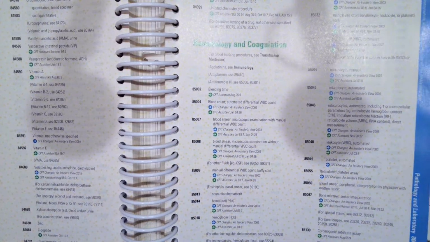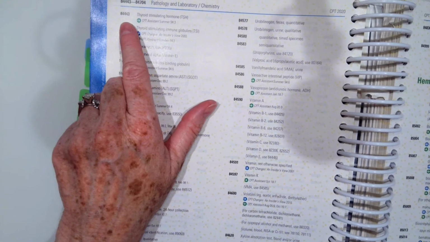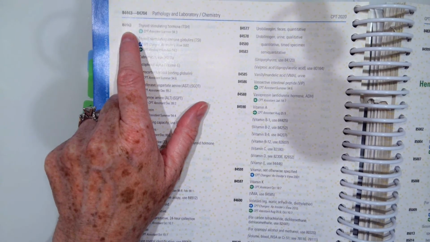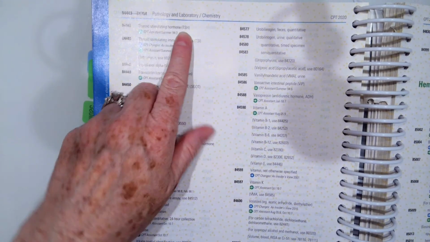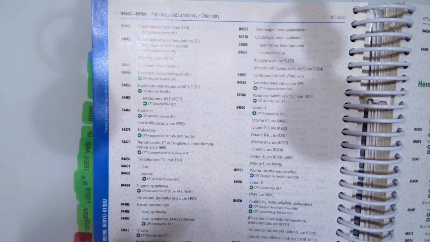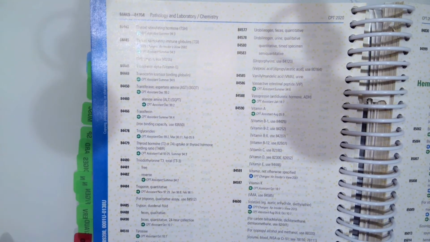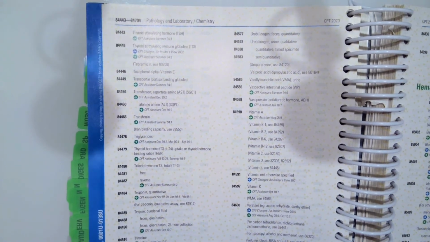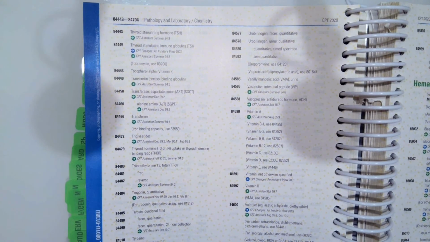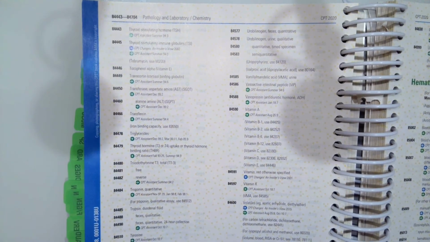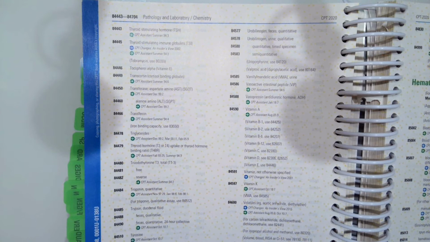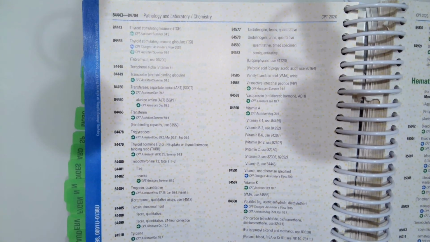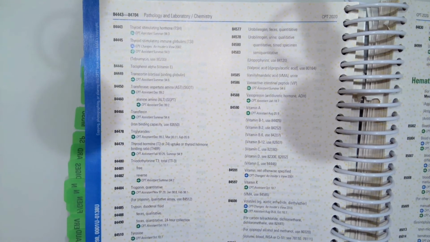So again, we always verify in the tabular. 84443 is thyroid stimulating hormone. Perfect, TSH, that's the one we want. So now I want you to practice doing a gross pathological examination on a tooth. So pause the video a minute and then we're going to go over what answer you get. Again, gross pathological examination of a tooth.